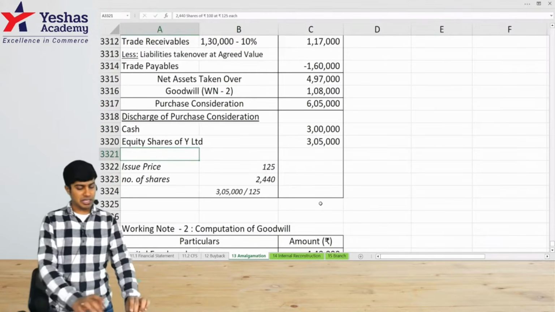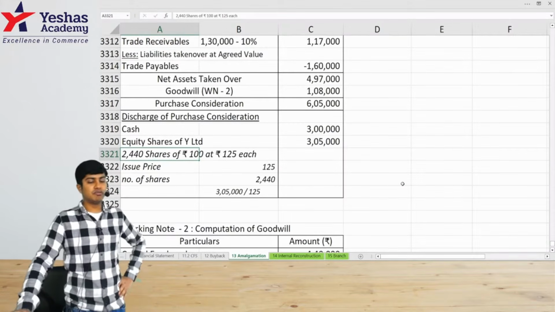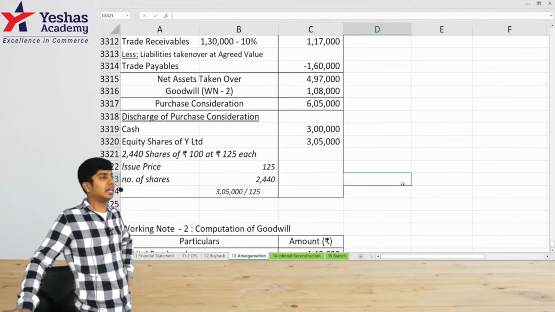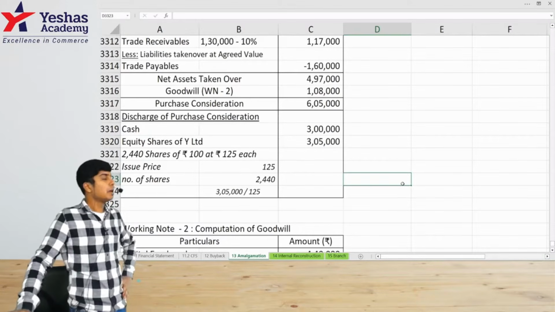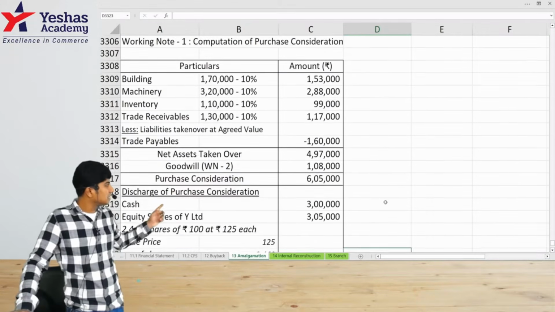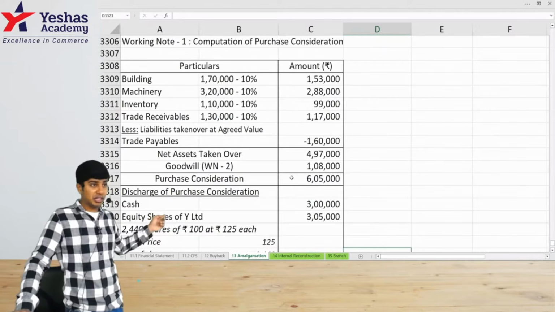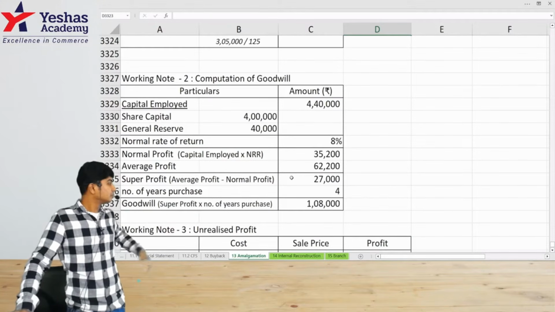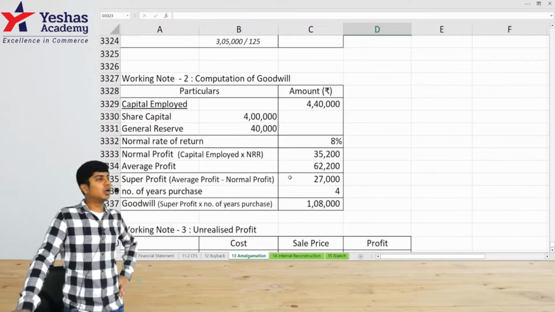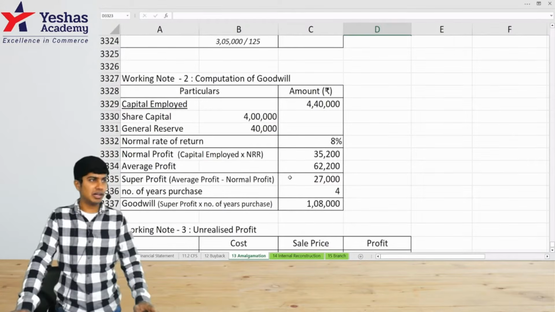2,440. So can I say we are going to issue 2,440 shares of rupees 100 each at rupees 125. By this I am done with my PC computation after NATO and goodwill. What's next? Let's start doing accounting in the books of transferrer, ledger closing.